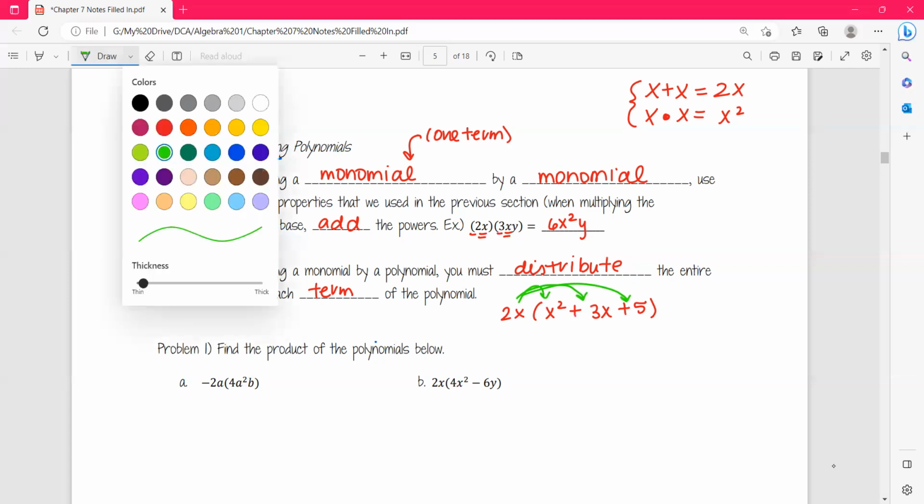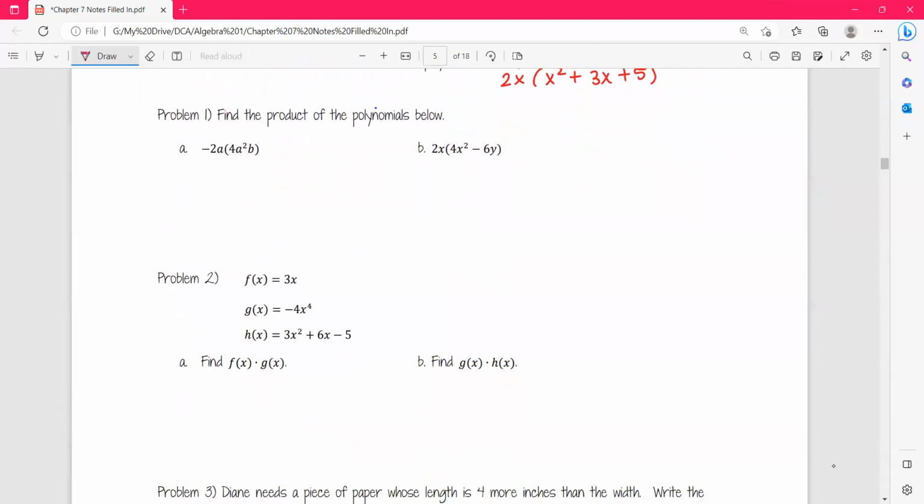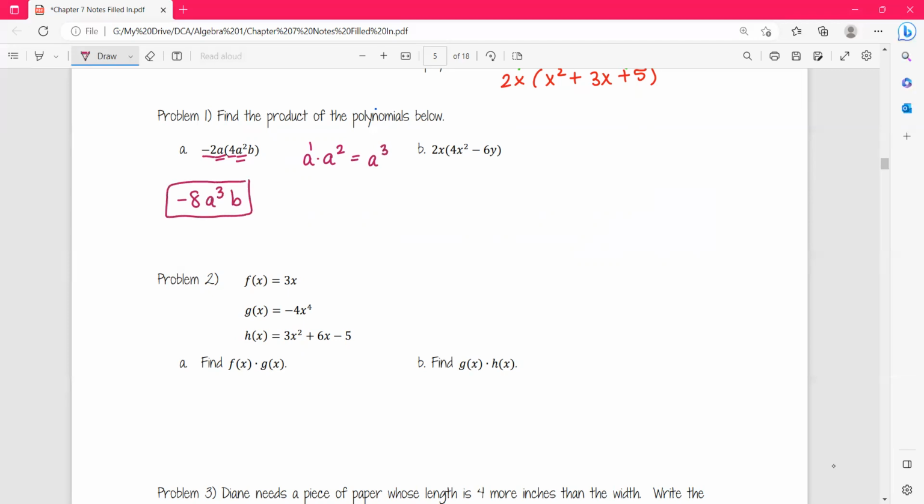So here we go. The first problem, find the product of the polynomials below. So this is just a monomial times a monomial, right? This is just like the example we did earlier. And I'm really just multiplying like terms, right? So I've got -2 times 4 is -8. Then I've got a times a squared. And I can write that over here if you're not sure. Remember, multiplying variables, we add the exponents. We know that already, guys. That's not new. And then I've got just one b, so that hangs out.